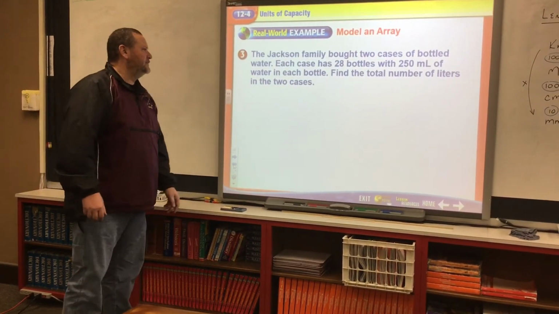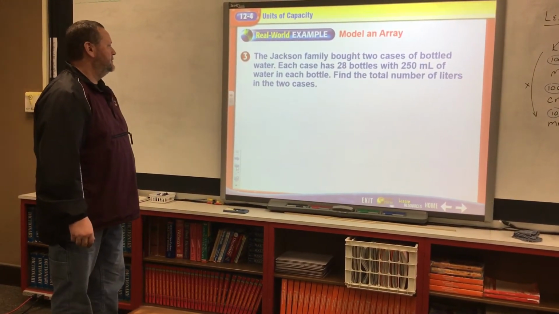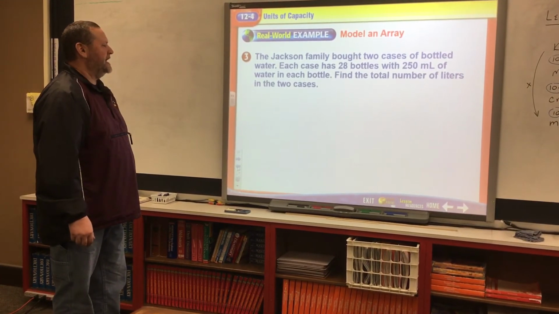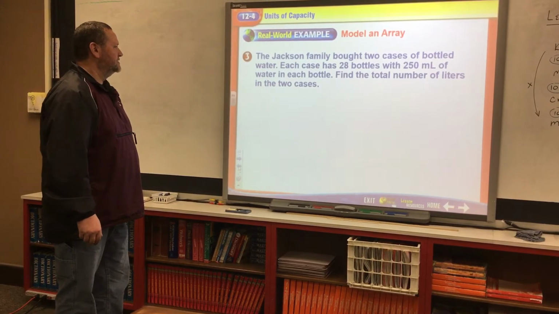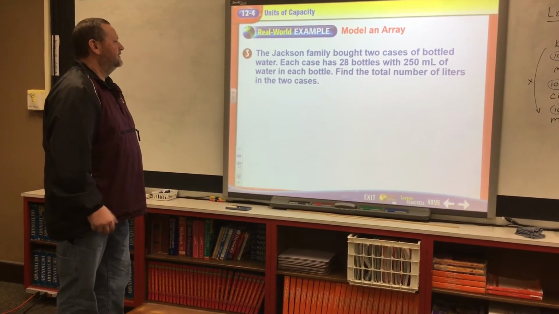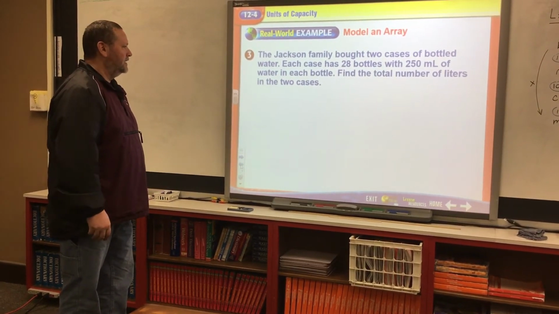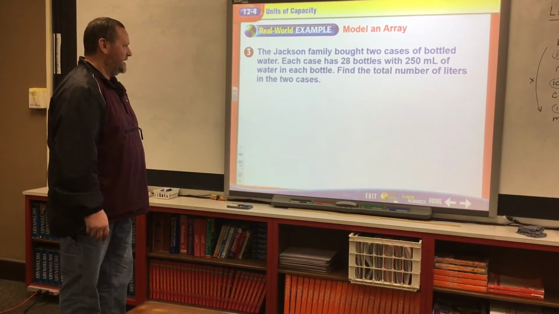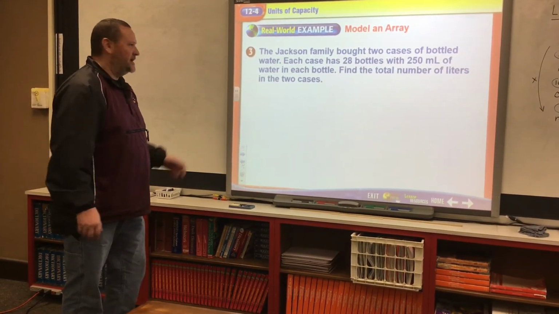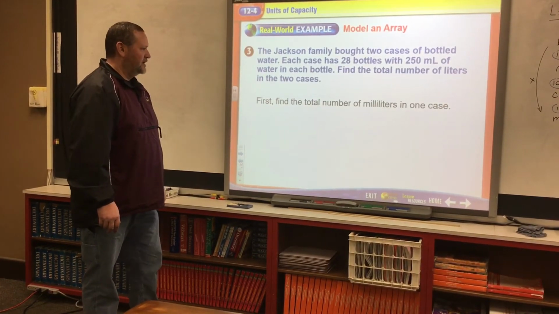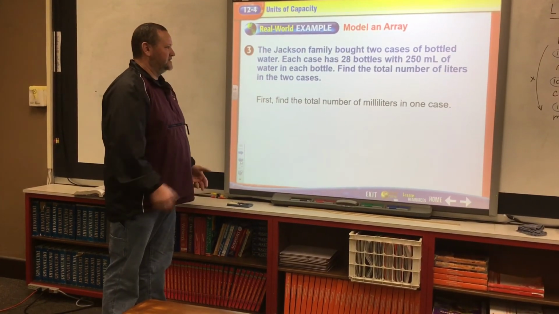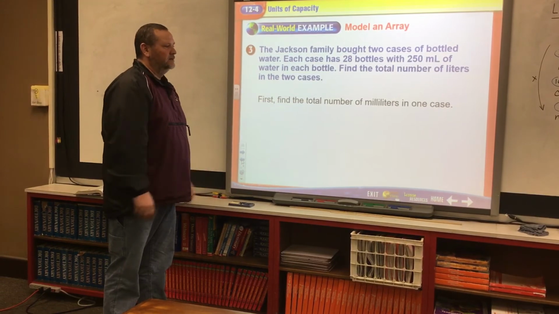The Jackson family bought 2 cases of bottled water. Each case has 28 bottles with 250 milliliters of water in each bottle. Find the total number of liters in the 2 cases. So several little steps here. First, find the total number of milliliters in 1 case.